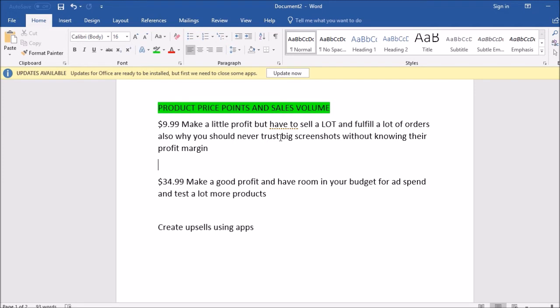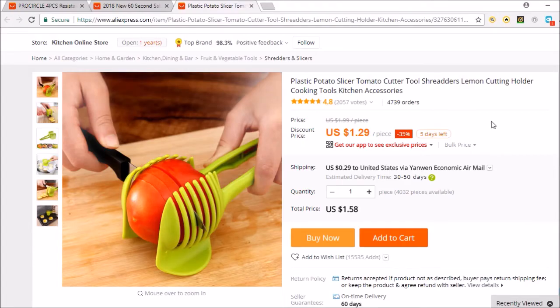And these days, a lot of those screenshots are faked anyway. People Photoshop them all the time. So I never trust that sort of thing. But yeah, you can also create upsells using apps. And let's just go over here. I'll tell you what I'm talking about. So let's say you're selling this. You can have an upsell on your store, and I can show you apps further down the road.